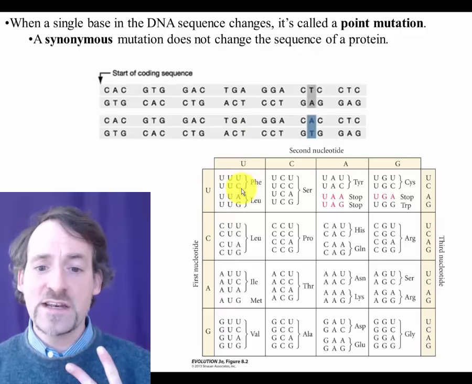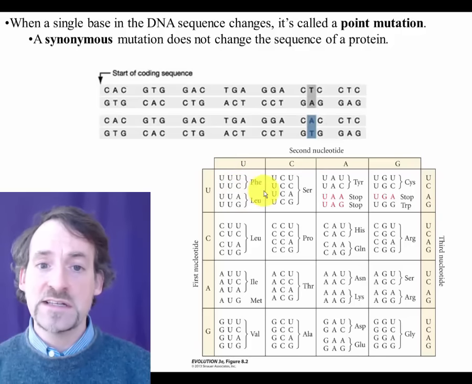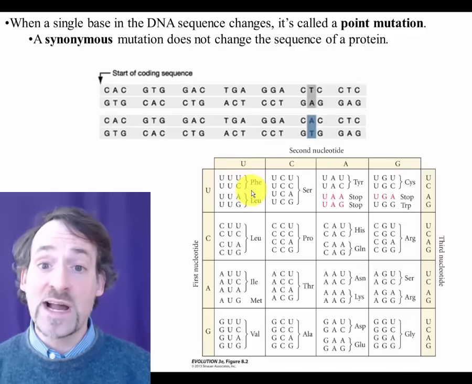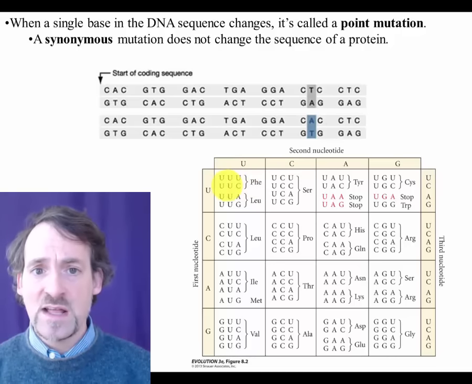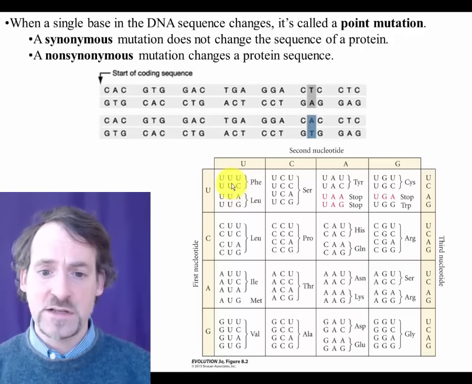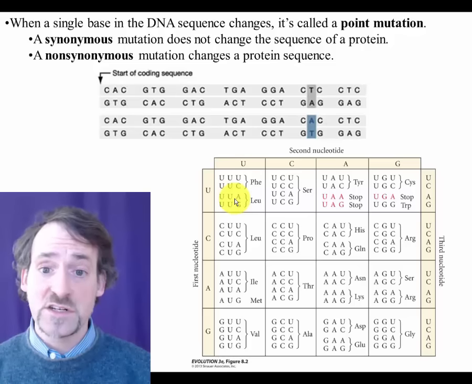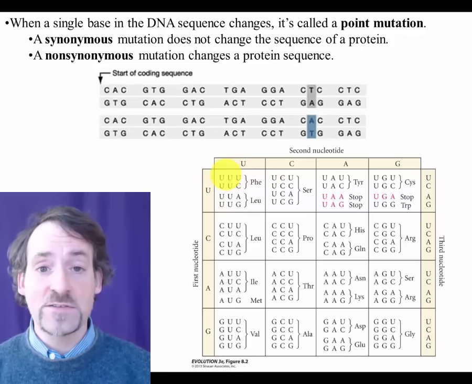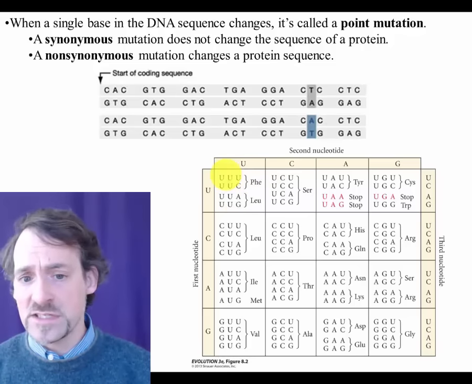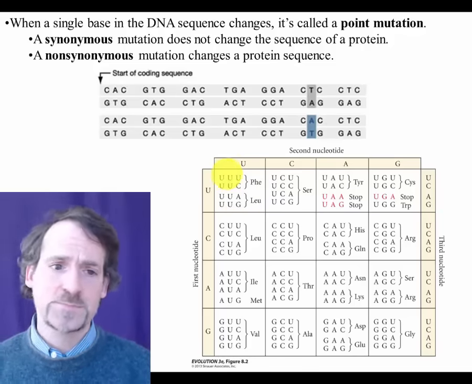There are synonymous mutations. That's like going from this U to this C. Both of these codons code for the same amino acid. This is called a synonymous mutation. It does not change the sequence of a protein. A non-synonymous mutation, like going from uracil here to adenine here, does change a protein sequence because instead of having a phenylalanine in this protein, what you end up with is a leucine.